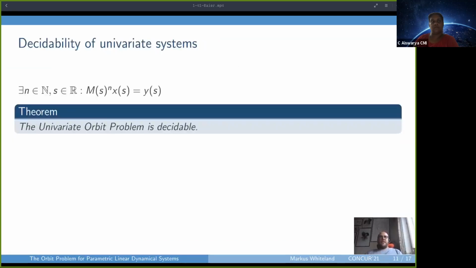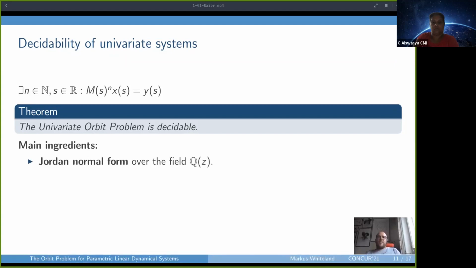Now that we have the bad news out of the way, let's turn to the good news. I'll now talk a bit about the univariate case and give some idea why it is decidable. Recall that in this case we have a single parameter and we want to know whether there exists an integer n and a real number s such that M of s to the n times x of s equals y of s. To show decidability, we have the following main ingredients.